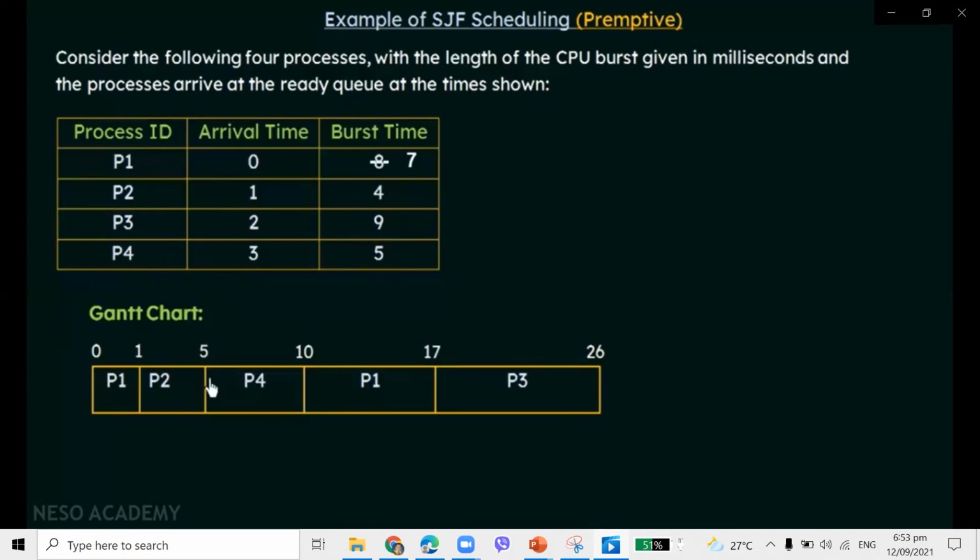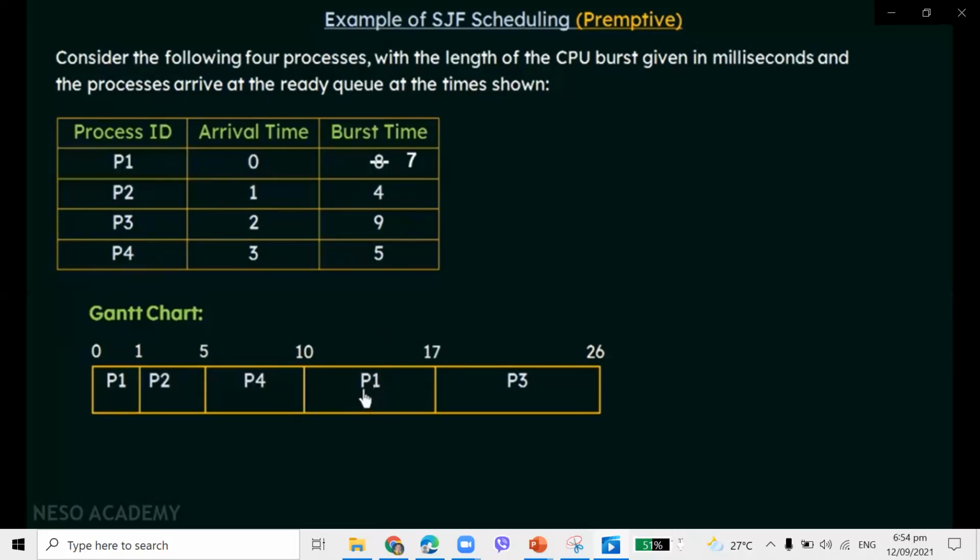So when P4 gets the CPU, it executes from 5 to 10 milliseconds because the burst time is 5. And we know that no other processes have arrived after that, so it will just continue its execution and finish it. So 5 plus 5 is 10, so at the 10th millisecond P4 finished its execution. Now what is the next thing that we have? We have P3 and P1. What is the burst time of P1? I told you here it is 7. So P1 is 7 and P3 is 9. Which is smaller? 7 is smaller. So now P1 will again get the CPU.